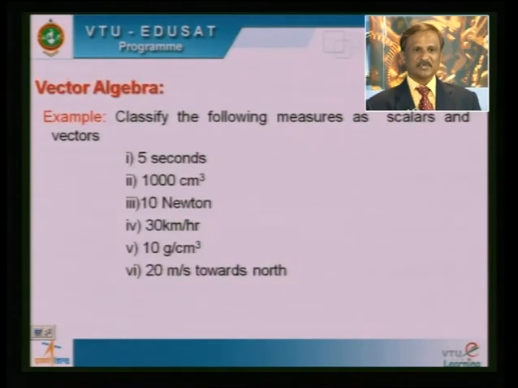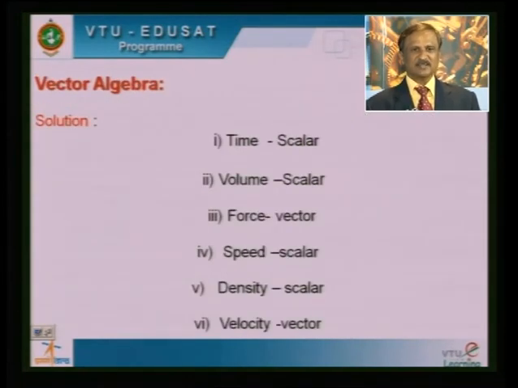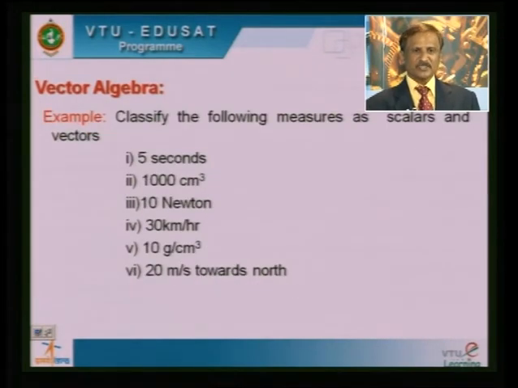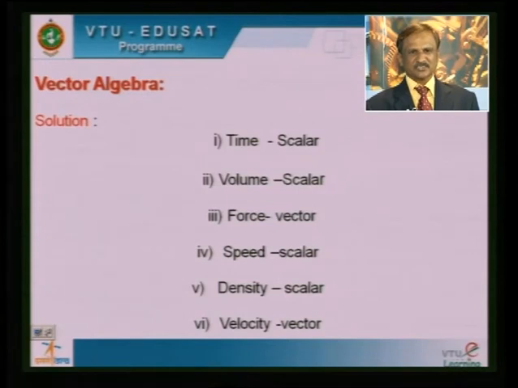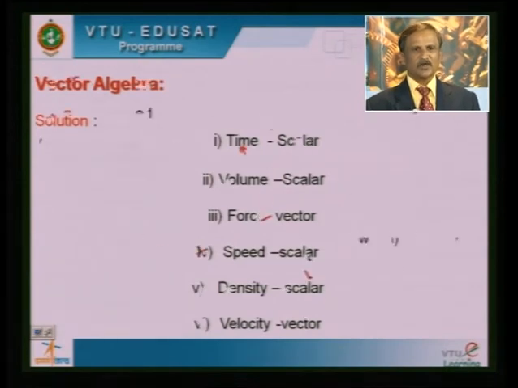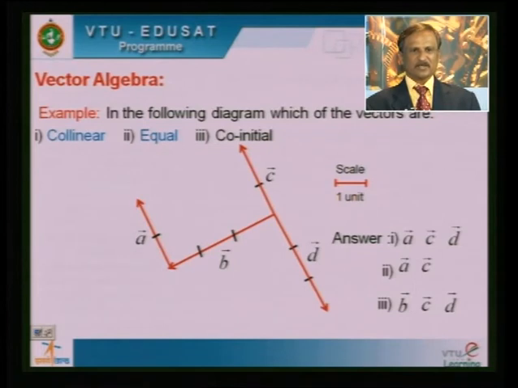And similarly, 10 gram per centimeter cube is a density, and again it is a scalar. Do you feel that it has a direction? I think it is a scalar only, it may not be a vector. And the last one is 20 meter per second towards the north. Again, it is a velocity. Just now we have solved one such type of example. It has magnitude as well as direction. It means it has length as well as direction. That's why you may call it a vector. I hope now you are able to categorize whether it is a scalar or a vector.